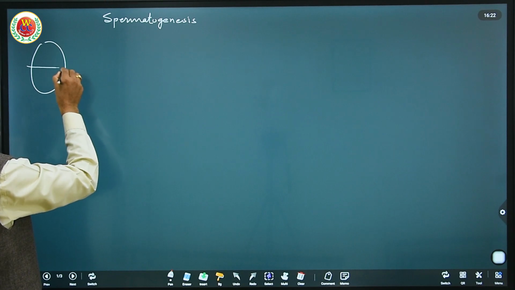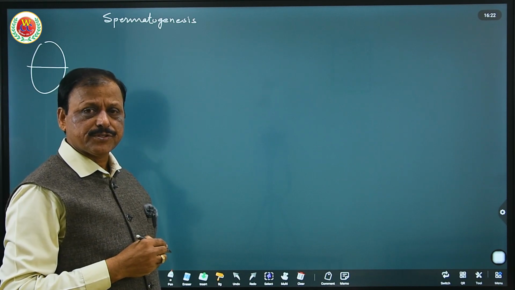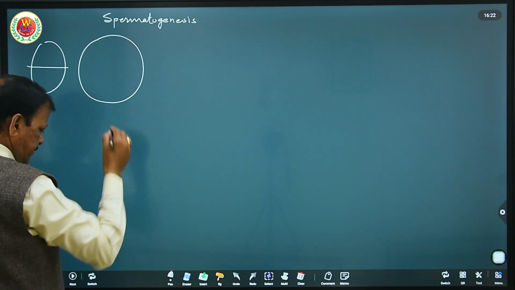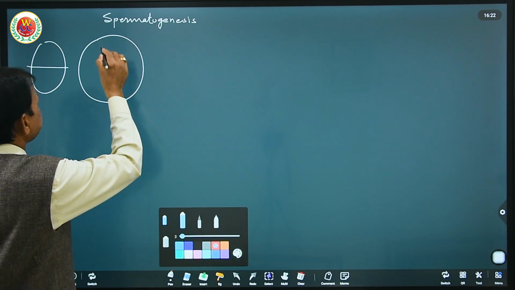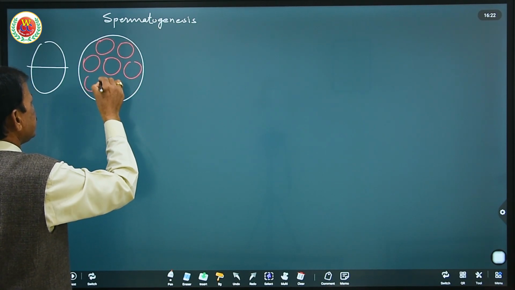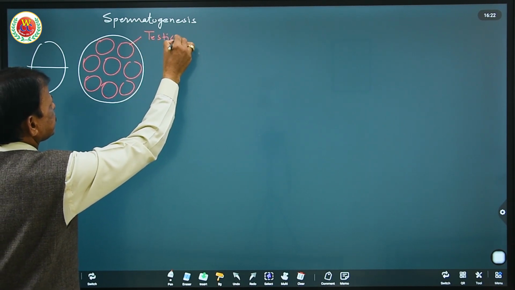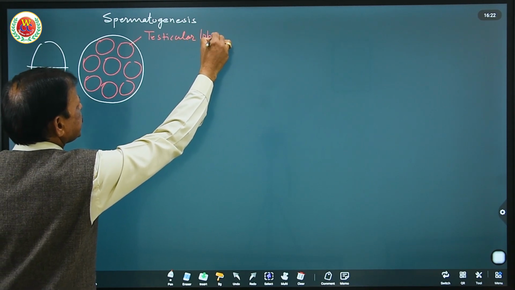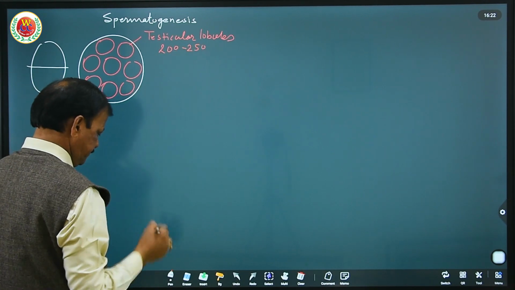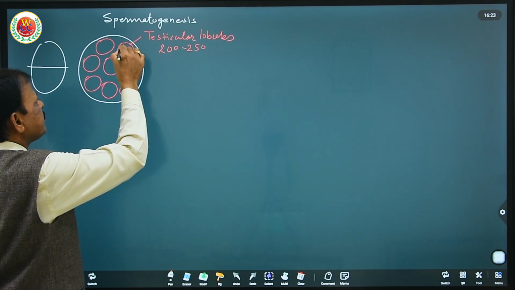The testes hang outside the body to have a 2 to 2.5 degrees Celsius lower temperature for the process of spermatogenesis. When you take the transverse section of the testis, each testis has testicular lobules. About 200 to 250 testicular lobules are present in each testis.